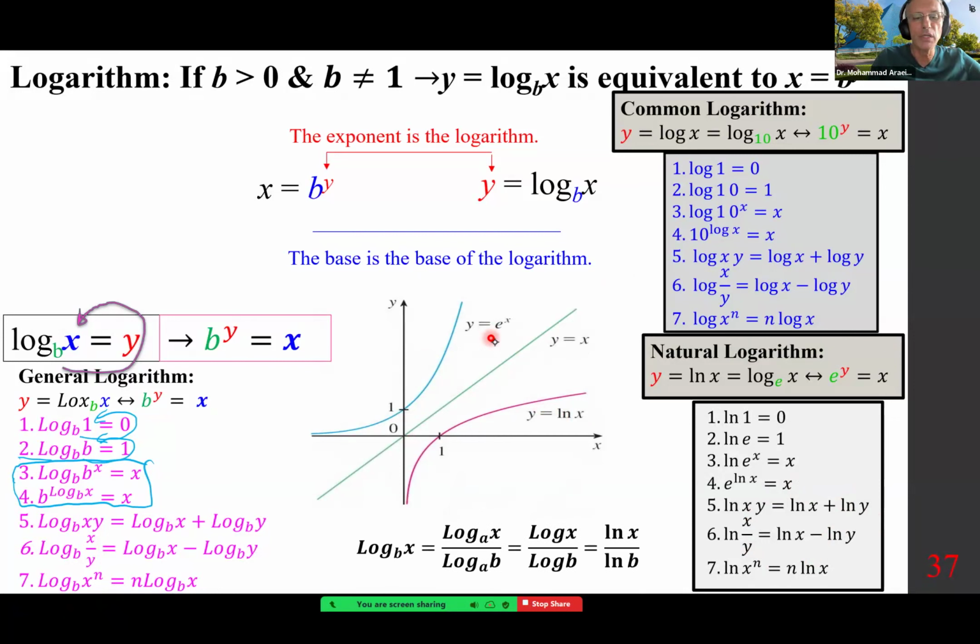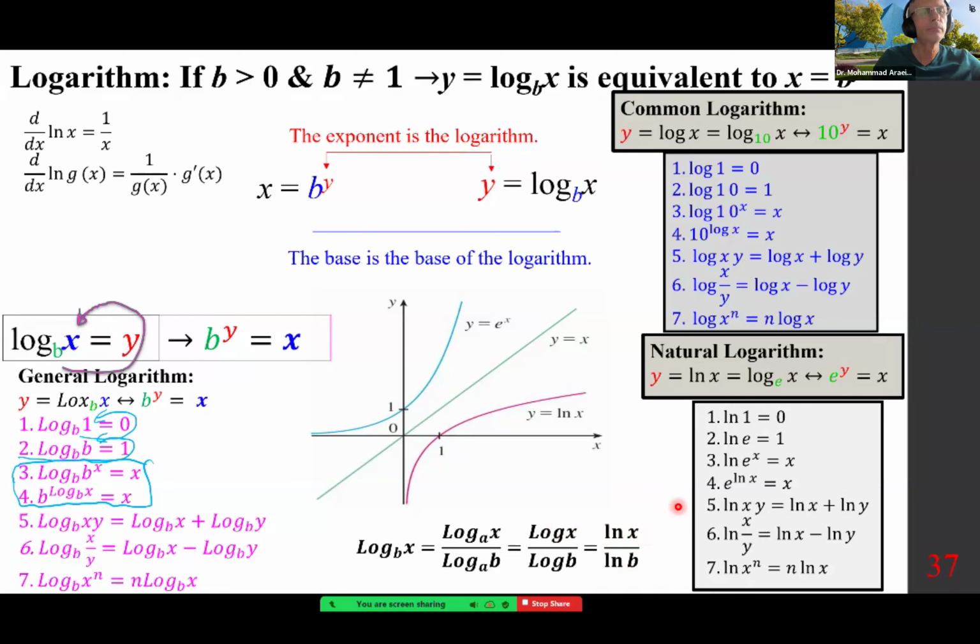This is called the change of base formula. Log x base b is log x over log b with any base, for example, a. More specifically, when we don't write the base, it is the common log, or if we write ln, it is the natural log. The reason we normally use those two is that calculators can handle them.